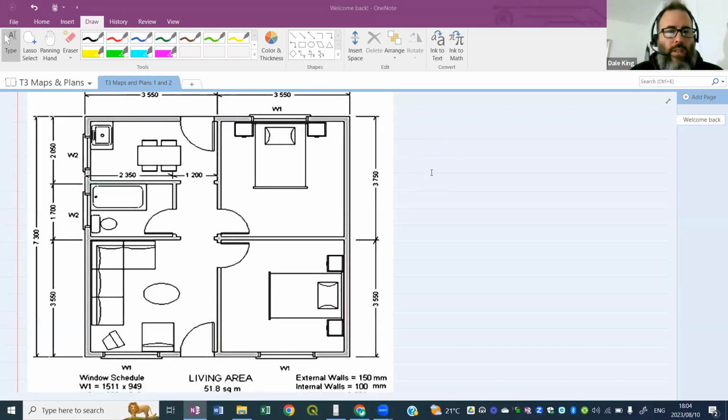All right. So this is a plan of a little building. We see dimensions everywhere, all kinds of details, and there's some text at the bottom there, which is also quite relevant as well. Let's get straight into the questions.